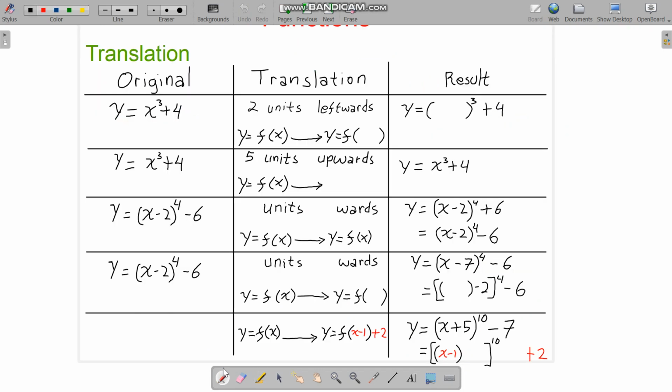So for example, we have this original and we are translating 2 units to the left, horizontal, so it's on the inside, and left means plus. So you replace this x with x plus 2.